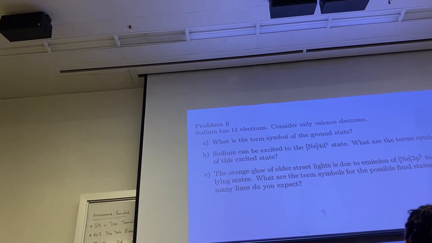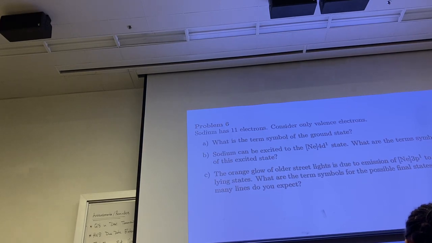L equals 2. Why? Because it's in a d orbital now, and it always has L equals 2. In fact, L equals 2 is the definition of a d orbital. S is still a half. What is J? Now I have two combinations. Because L is no longer 0, I can have 2 minus 1/2, which is 3/2, and I can also have 2 plus 1/2, which is 5/2. So those are the two combinations.